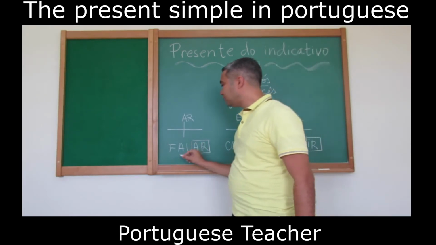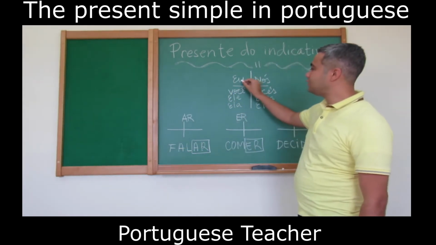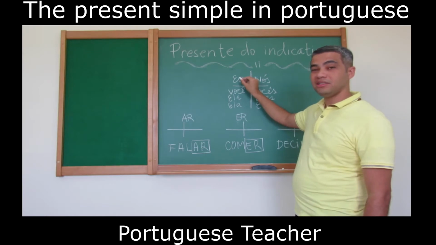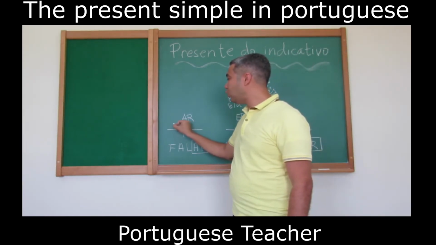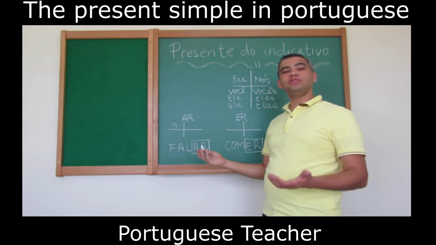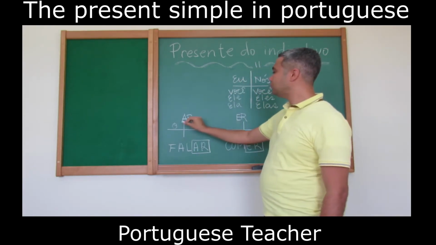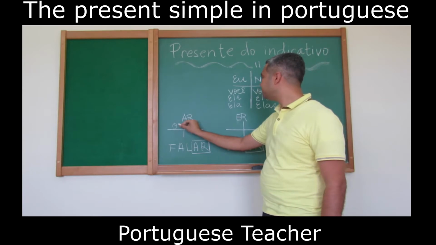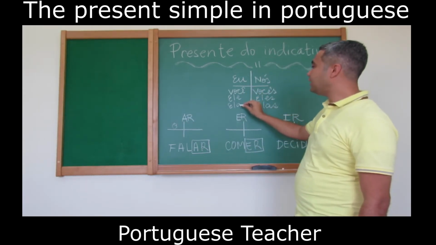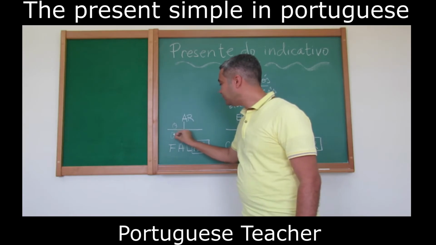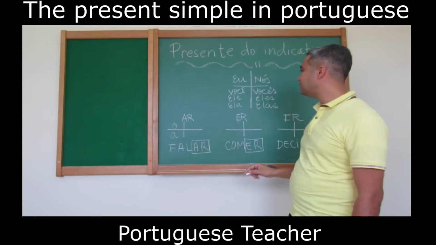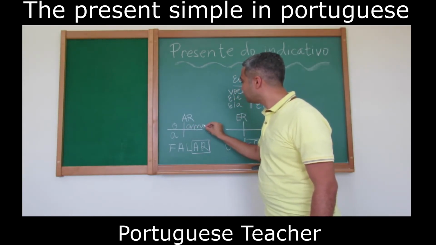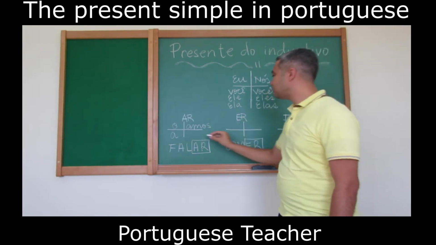So basically, how do I conjugate falar? So I say eu falo. So in here, I can find that with the first person, we say an O at the end of the verb. So to conjugate falar in the first person, I say eu falo. So basically you drop the AR and then you add O to the verb, right? Você, ele, ela fala. So here we find the second ending, right? Nós, which is we, we say nós falamos. And vocês, eles, elas falam.